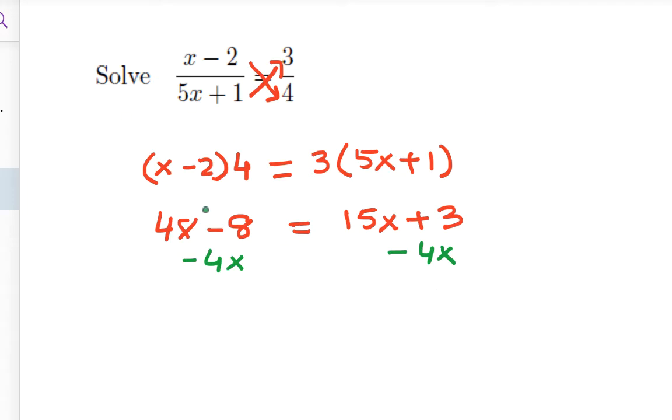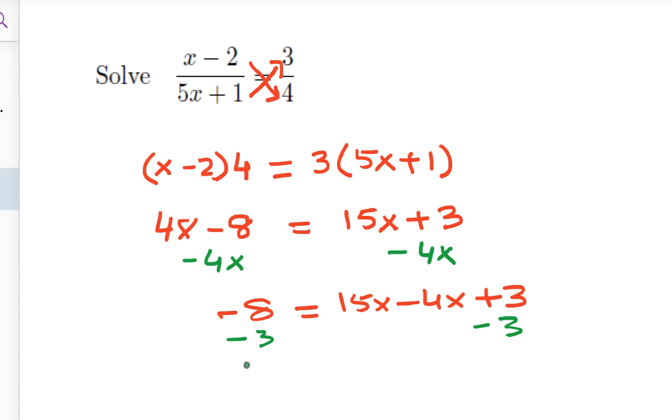Okay, so what do we get here now? We get minus 8 equals 15x minus 4x plus 3. Now let's get the 3 on the left hand side. So we are going to do a minus 3 here, a minus 3 here. What we are getting here is now minus 11 equals, so we can solve for 15x minus 4x, we get 11x.